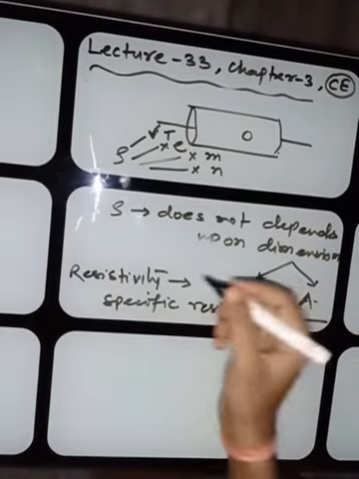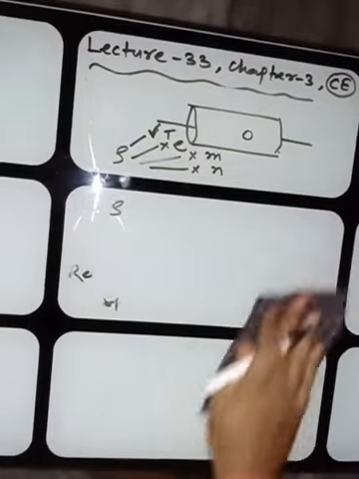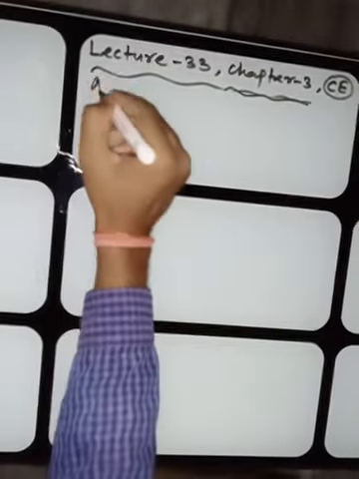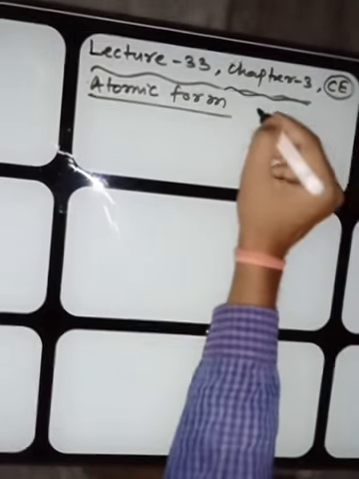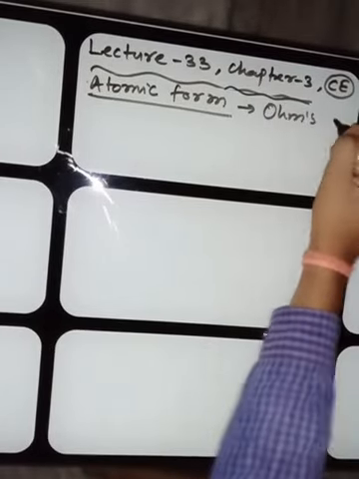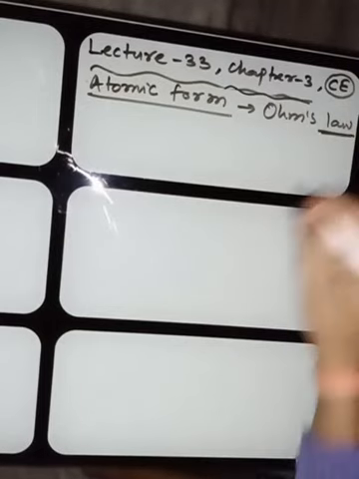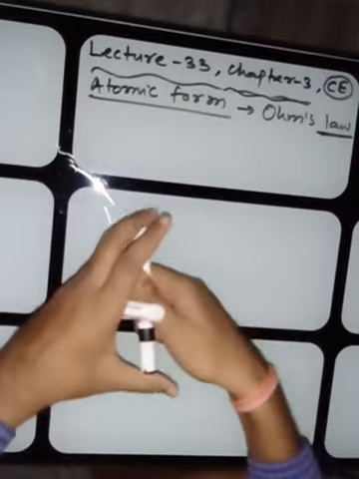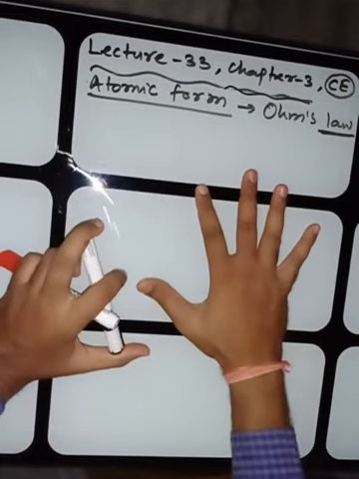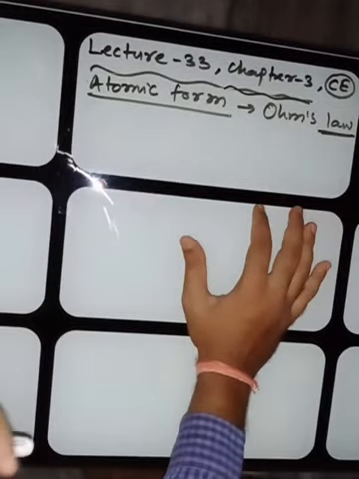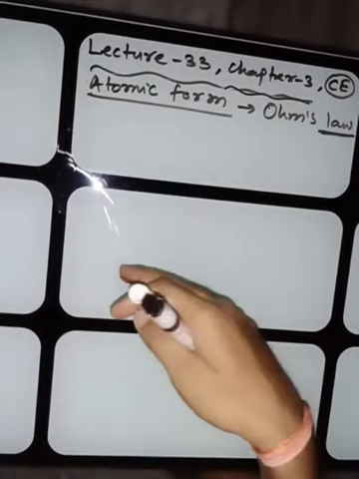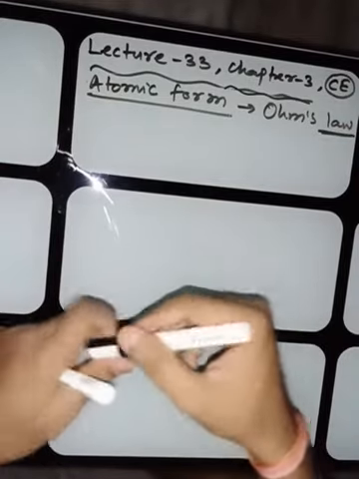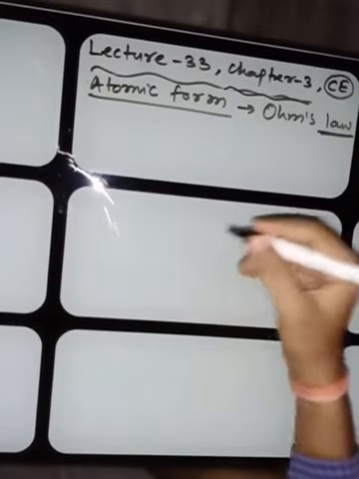Now here we will see the atomic form of Ohm's law, my dear student. Atomic form of Ohm's law. It was asked last year in board to derive the atomic form of Ohm's law. The question was not written directly as the atomic form of Ohm's law, but it was written to derive the equation of Ohm's law using the resistivity and conductivity. So we are proceeding with that derivation.